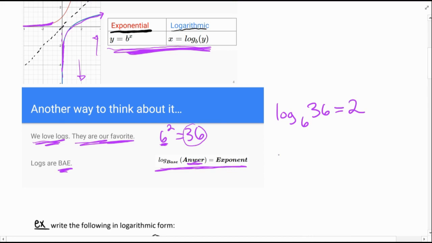So if I were to ask, what is log base 6 of 36? What I'm looking for is 6 to the power of what is equal to 36. In this case, it is 2. So when we're rearranging them, log of a base is the answer equal to the exponent.